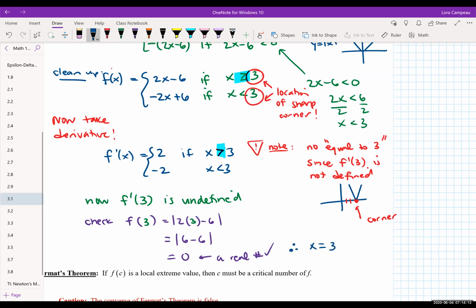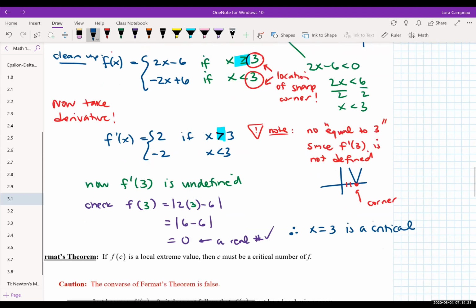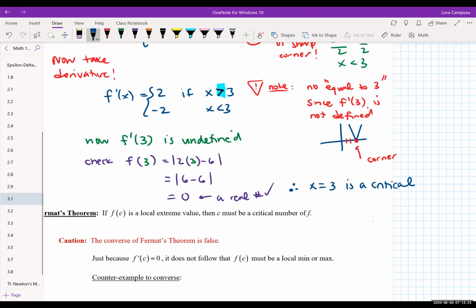We don't have to really restate it, but there's a reason you tune in, right? You have some beautiful notes for Calc 2 so that you can refer back to. So x equals 3 is a critical number of f.